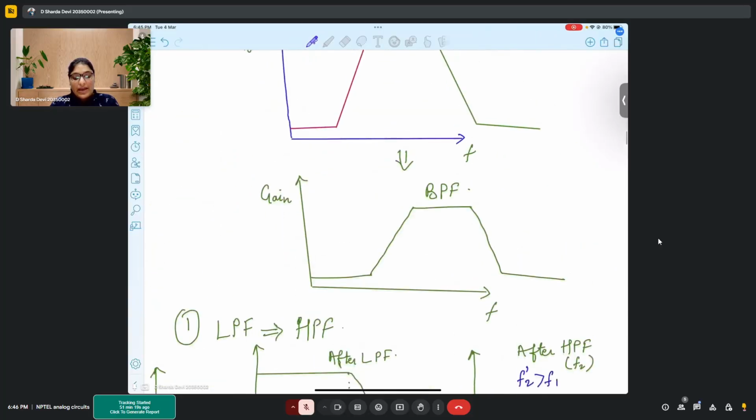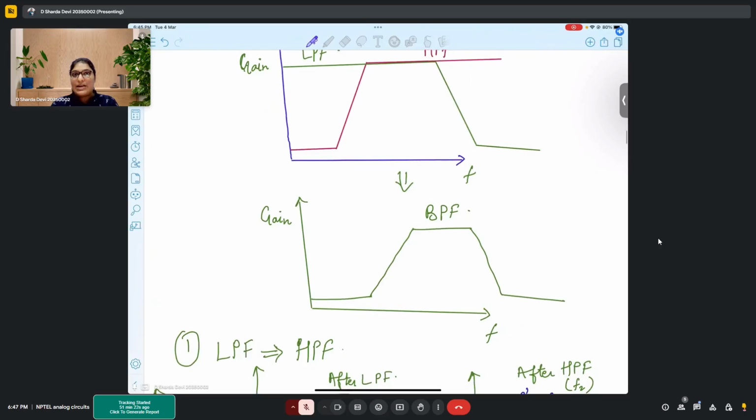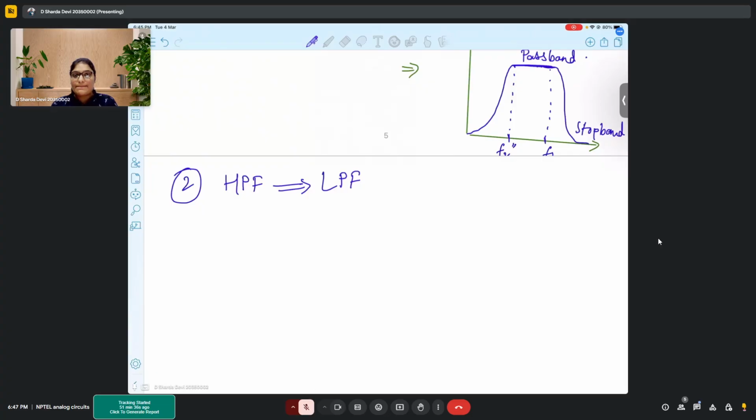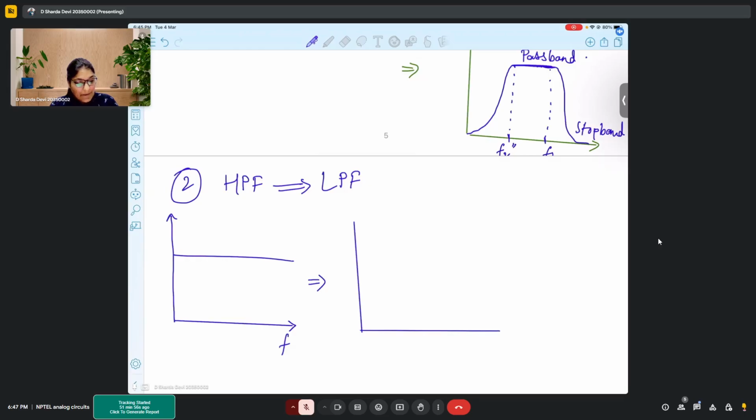right? What if I use a high pass filter first, then a low pass filter? What do you think? What would happen? Say I use a high pass filter followed by a low pass filter. Can I do that? What is your opinion on that? Can I use a high pass filter followed by a low pass filter? Yes? Madam, we can use it, but it will not be a band pass filter. If I use a high pass filter followed by a low pass filter, it will not be a band pass filter.